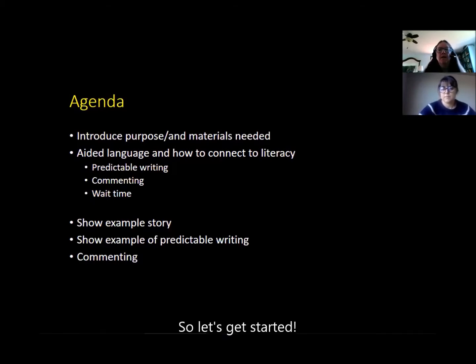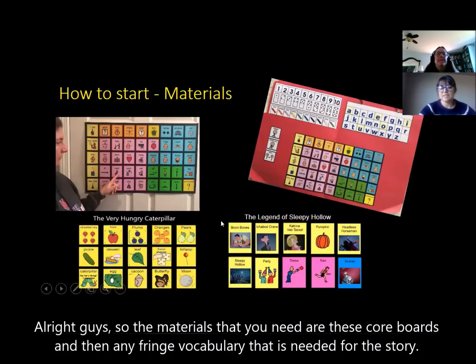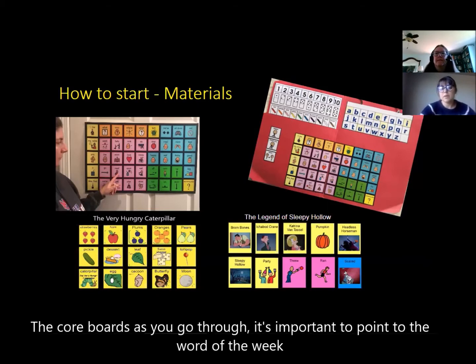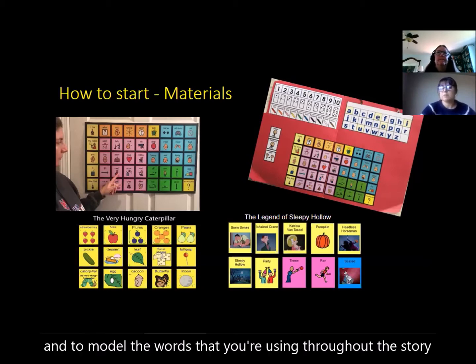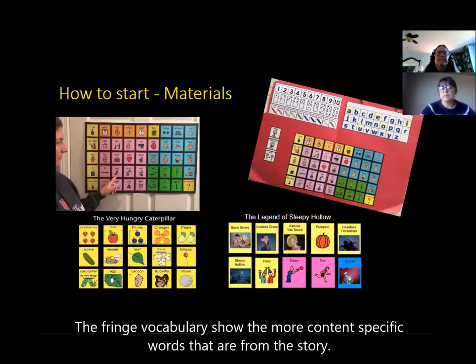So let's get started. All right, guys, so the materials that you need are these core boards and then any fringe vocabulary that is needed for the story. The core boards, as you go through, it's important to point to the word of the week and to model the words that you're using throughout the story. The fringe vocabulary shows the more content-specific words that are from the story.